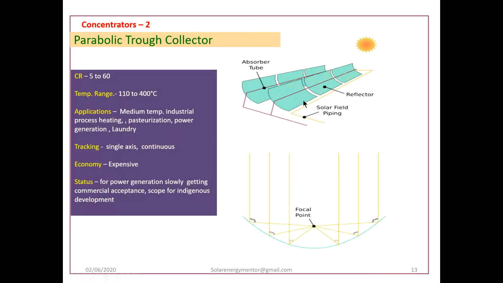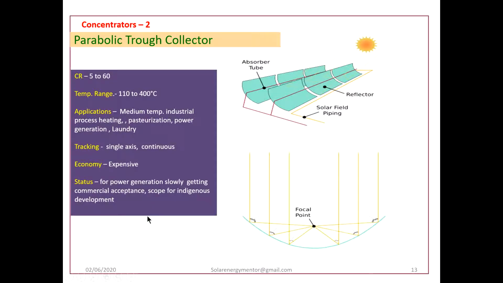Tracking is needed: single axis tracking, but continuous. For example, these collectors are mounted north-south, and then they track the sun east-west. So east-west single axis tracking is needed. The cost of this collector is higher than the CPC and flat plate collector. The typical cost is 25,000 rupees per meter square, and still there is scope for reduction in the cost of the parabolic trough concentrator. Generally, the reflector used is anodized aluminum sheet. Glass is not a preferred choice, being a heavy and brittle material.